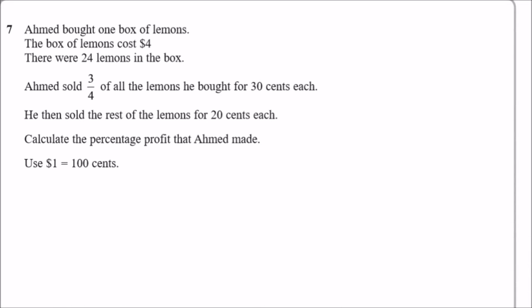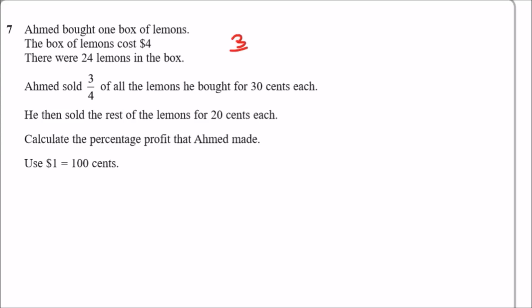Okay, number 7. So Ahmed bought 1 box of lemons. These boxes cost $4 and there were 24 lemons in that box. Now he sold 3/4 of all the lemons he bought for 30 cents each. So let's just stop there for a second. Seems to be a lot of information. He sold 3/4 of all the lemons. So that means we can find 3/4 of the lemons and find out how much he got for each one.